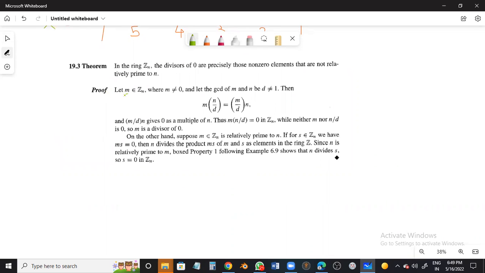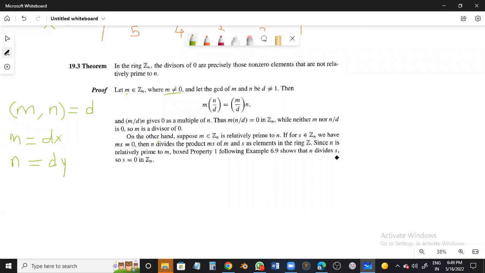You take an element m from Zn. m is non-zero, very specifically. And the GCD of m and n we are taking to be d. GCD of m and n is d means what? The greatest common divisor of m and n is d. So m is equal to, suppose, dx and n is dy. Then x and y will not have any common factor. This is what we mean. The greatest common factor is d.